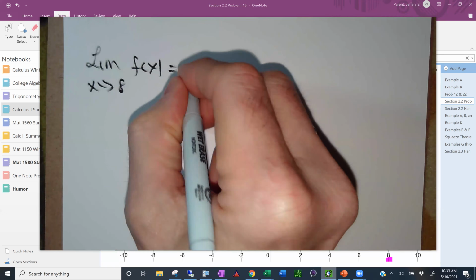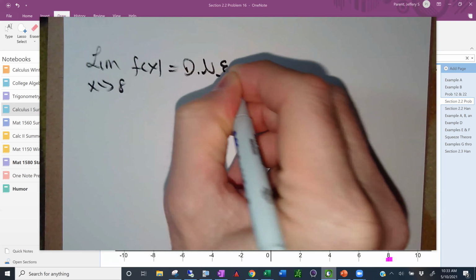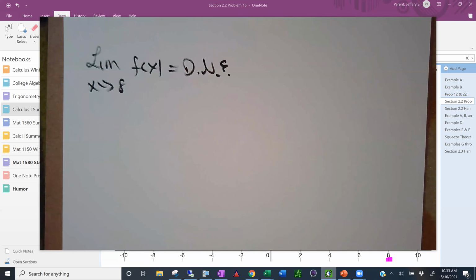Excellent. Yeah, this limit does not exist because the limit from the left and the limit from the right are different. Thank you, Alejandra. Nice. That's a nice way to end things up for section 2.2. Any other thoughts or comments on this one?